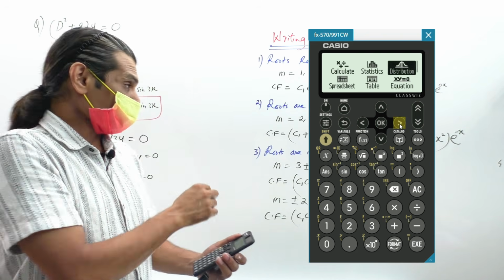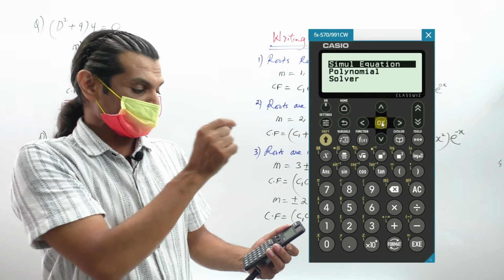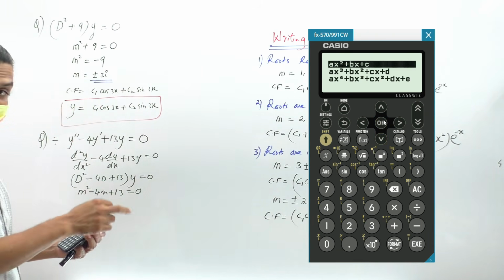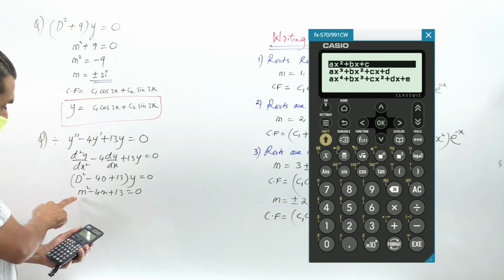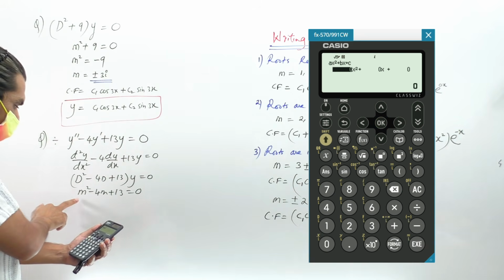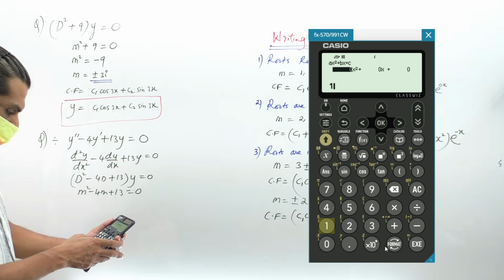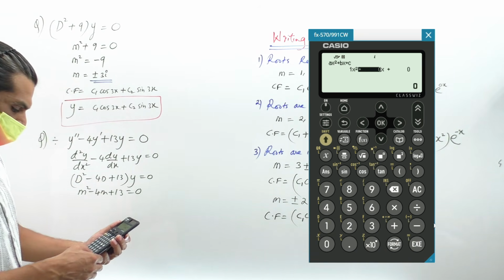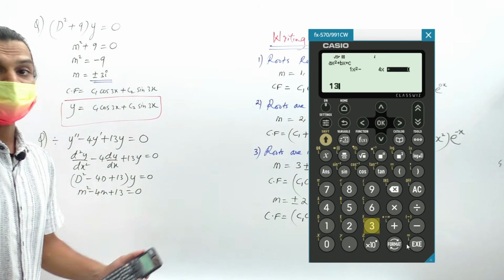Now, you are solving the polynomial here, second order. So go to polynomials. There is simultaneous, polynomial and solver. Go to polynomial, ax square plus bx plus c form because degree is 2 here. Press OK. Put in 1 x square minus 4 x plus 13: a is 1, equal, minus 4, equal, and 13, equal. Press execute here. So you get the roots as 2 plus 3i and 2 minus 3i.